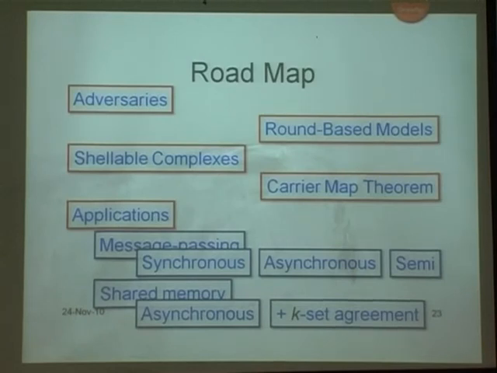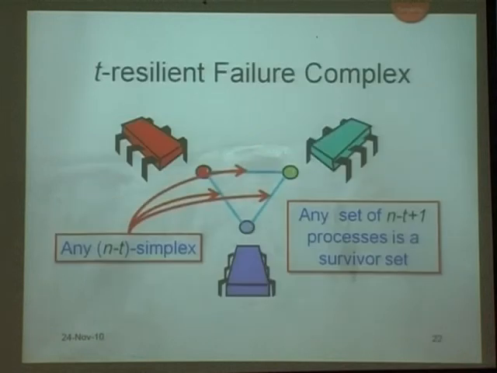The survivor set doesn't have to be a simplex inside? No, each individual survivor set is just a set of processes which is a simplex of the complete complex on all of these things. But it is not necessarily a simplex of the failure complex of the adversary. In fact, it's typically not. A core is always not a simplex, but a survivor set might be.